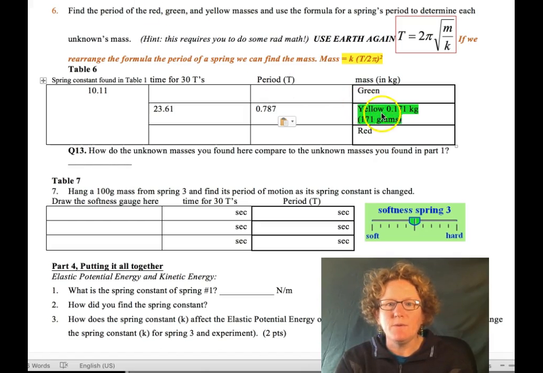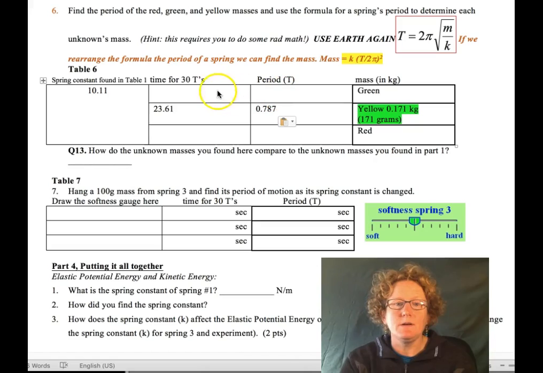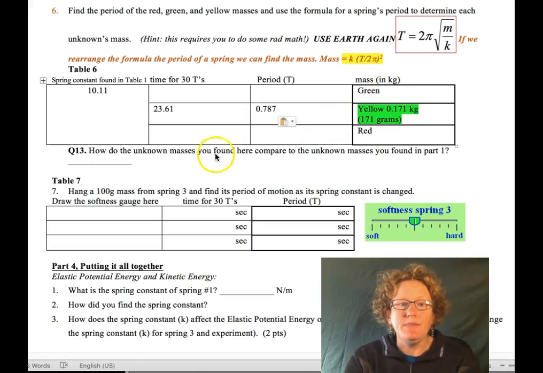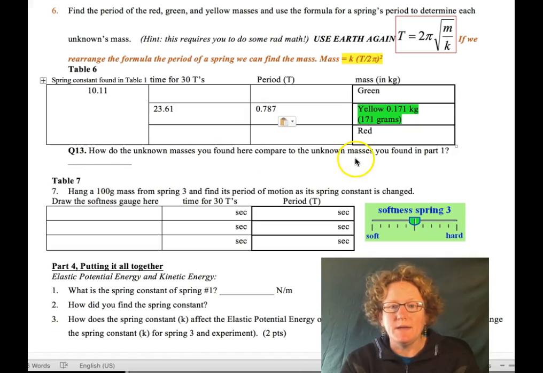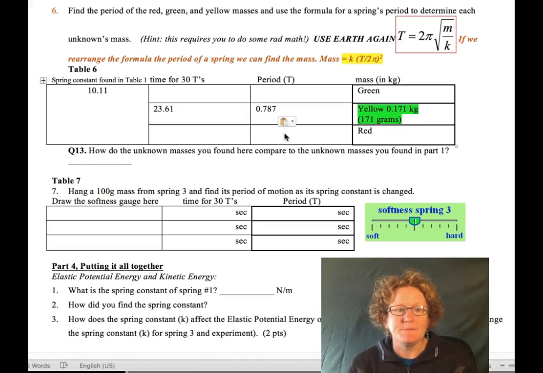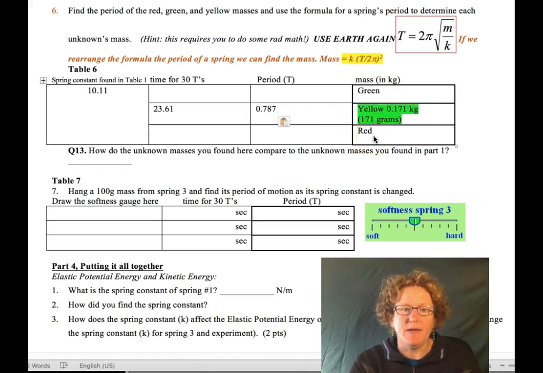So we found the answer for the yellow mass using the calculations that we just did. Now it's your job to go count the period for 30 bounces, and then divide by 30 to get the period for green, and put it into the formula like we just did. And then do the same thing for red: count 30 bounces, divide by 30, get the T, put it into the formula, and figure out the mass for the red object. So stop the video and go do the green object and the red object and find the mass.